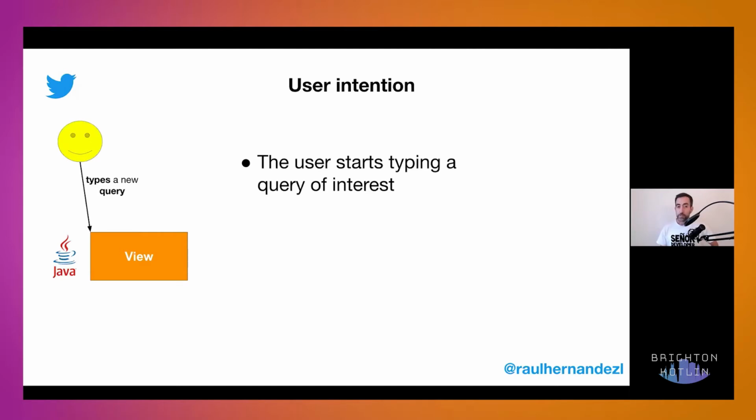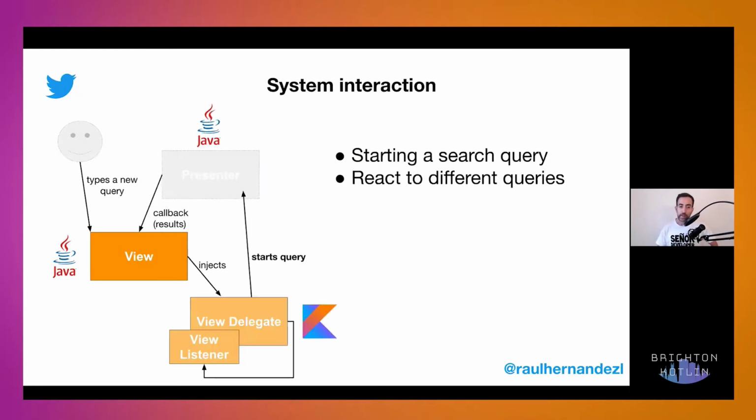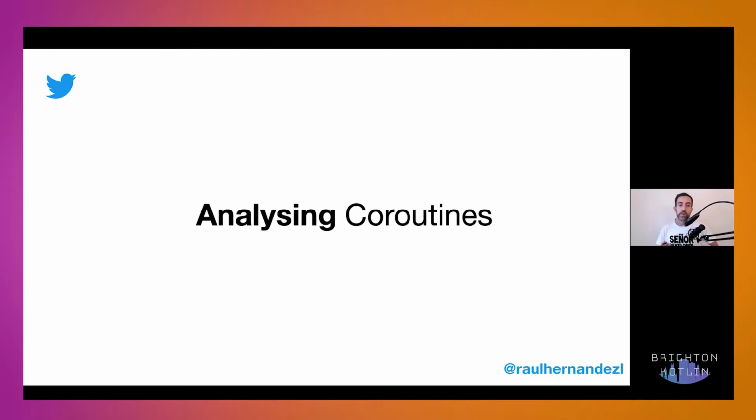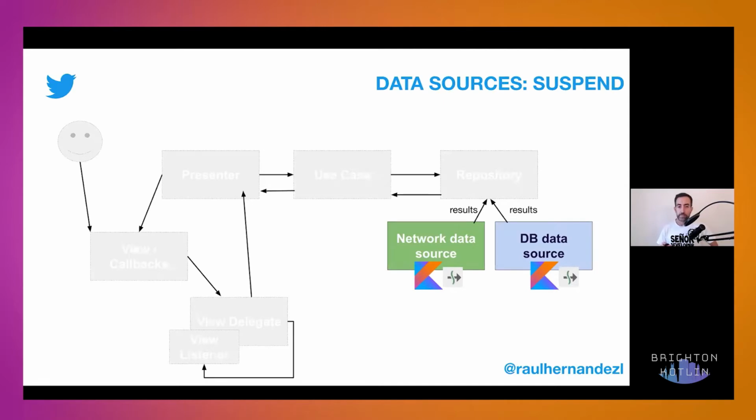The user intention basically is starting typing a query of interest. And then I extracted any logic from the view. Then the view delegate starts the query. And then the mechanism starts. And reacting to those queries, we have this system interaction. Then I see a few coroutines that I use over here in the different entities. For instance, in the data sources, I use suspend functions that return some results to the repository.